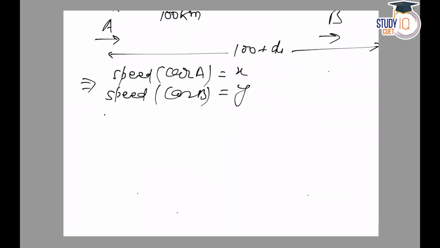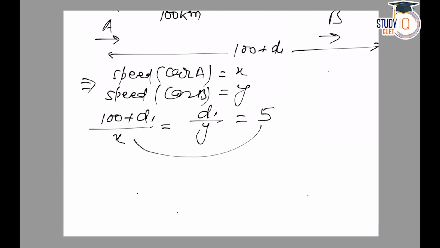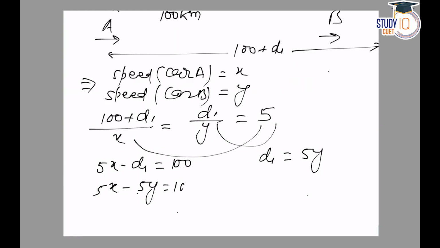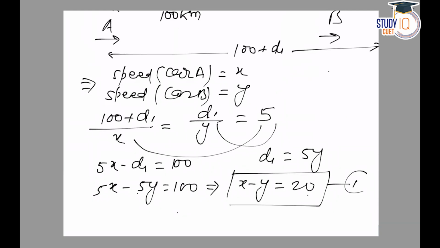So (100 plus d1) divided by x equals d1 divided by y, which must be 5 hours. So from 1 and 3, 5x minus d1 must be 100, and from these two, d1 equals 5y. So we get 5x minus 5y equals 100, hence x minus y is 20. So we get equation 1.